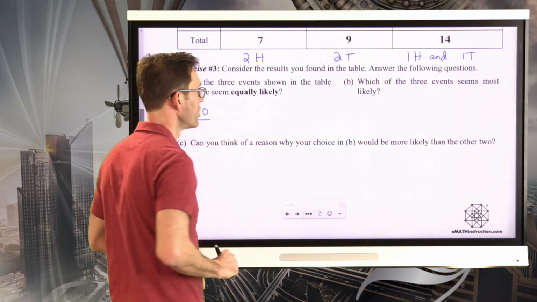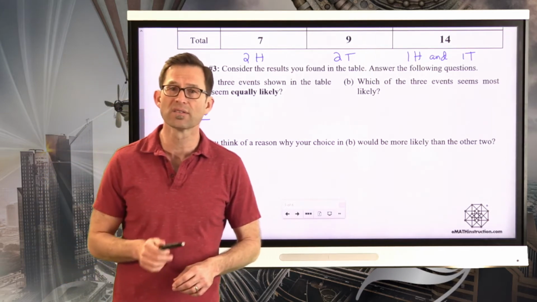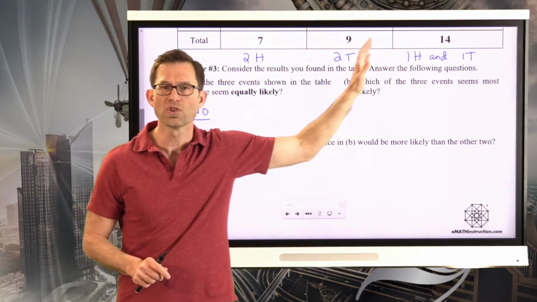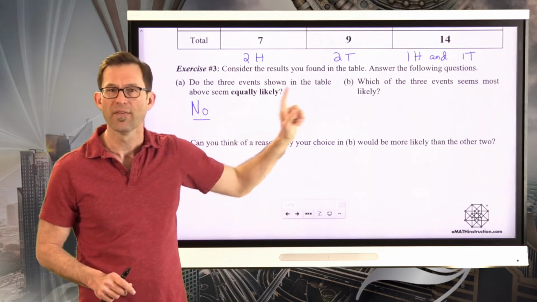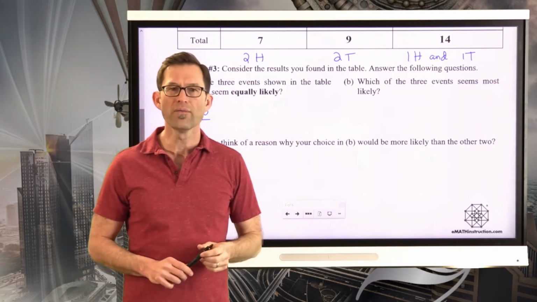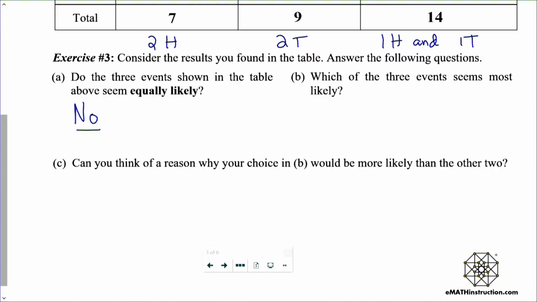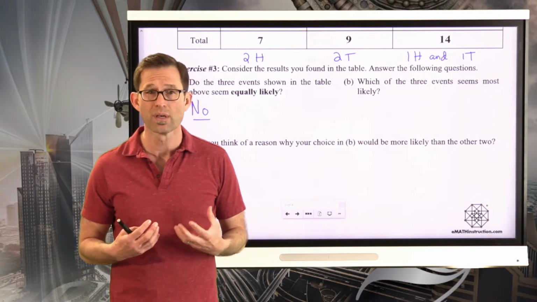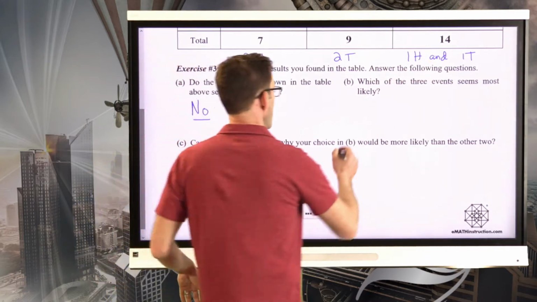Well, looking at my results, looking at your results, hopefully the answer is no, right? If they were equally likely, then we'd expect to see roughly 10 for each one of them, right? But what we're definitely seeing, and this gets to letter B, is that one of the events seems more likely than the other. So letter B. Which of the 3 events seems the most likely? All right. Now again, based entirely on my own numbers, the event that seems most likely is that we get 1 head and 1 tail.